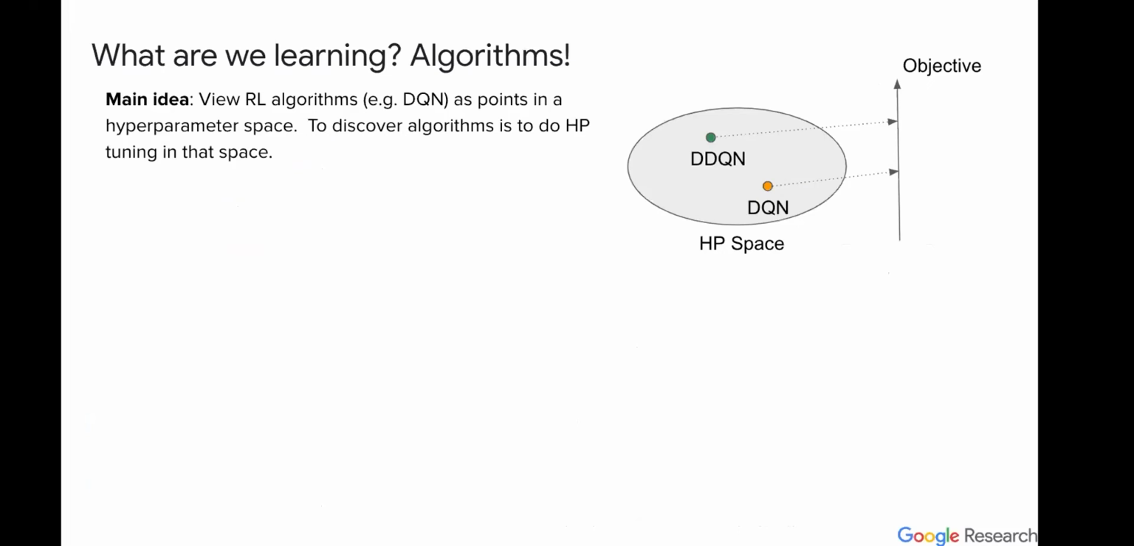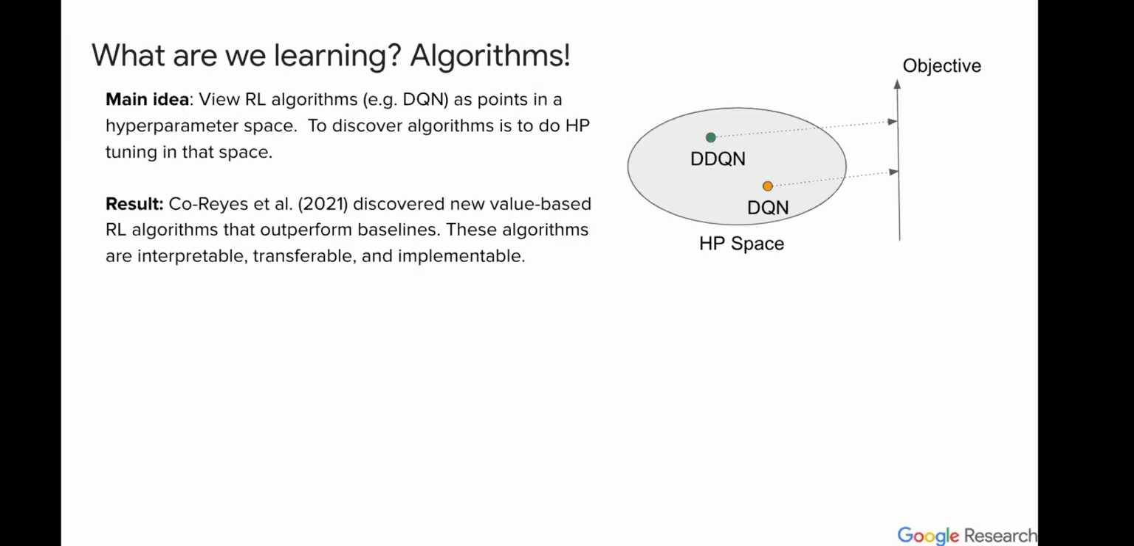So, okay, how are we going to meta-learn algorithms? The idea is that we can treat RL algorithms themselves as points in a hyperparameter space. And then to discover these new algorithms just means we need to do hyperparameter tuning in that space. And with this view, Co-Reyes et al. discovered new value-based RL algorithms that outperform baselines.